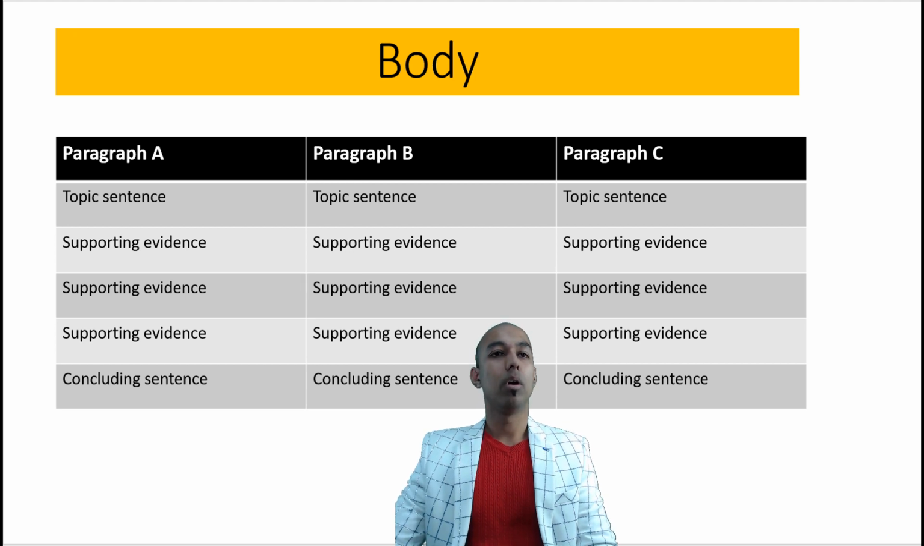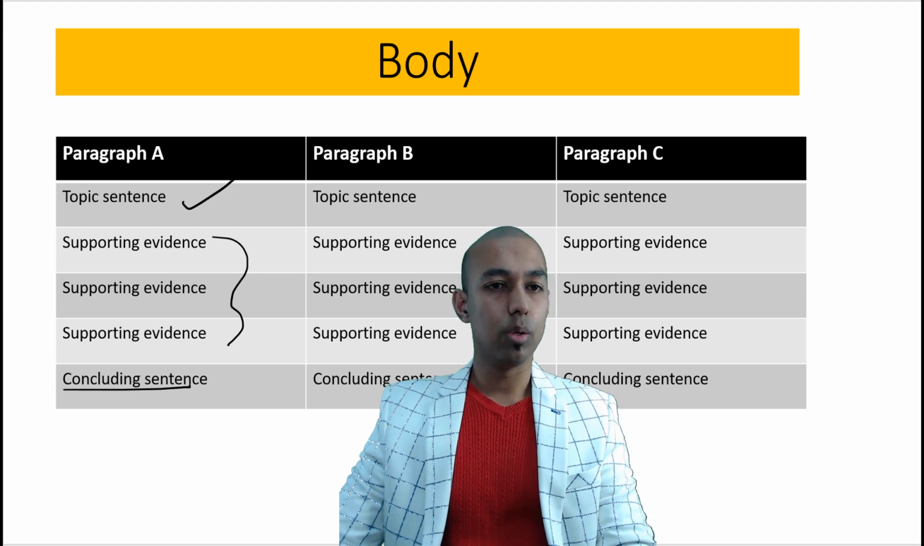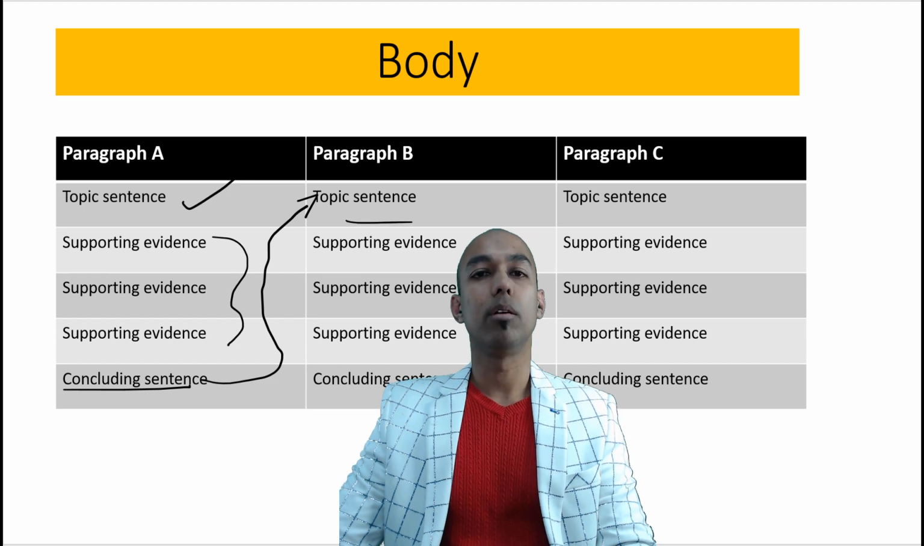Now, paragraph A, paragraph B, paragraph C, topic sentence, good. Evidence, 1, 2, 3, 4, 5, up to you. And then you finish with a concluding sentence. Now notice, this concluding sentence will somehow link to the topic sentence of the next paragraph.